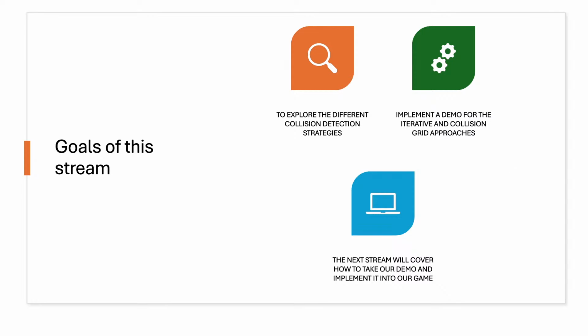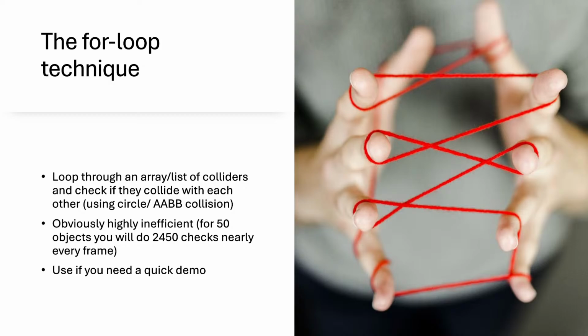So let's start with the first approach of implementing collision detection. This is just like having two nested for loops and checking if every collider you have in your entire list collides with every other collider you have. And obviously this is highly inefficient because let's say you have a collider on the top left of the screen and you want to check if it collides with something else. You then check everything, even if it's not even near that collider.